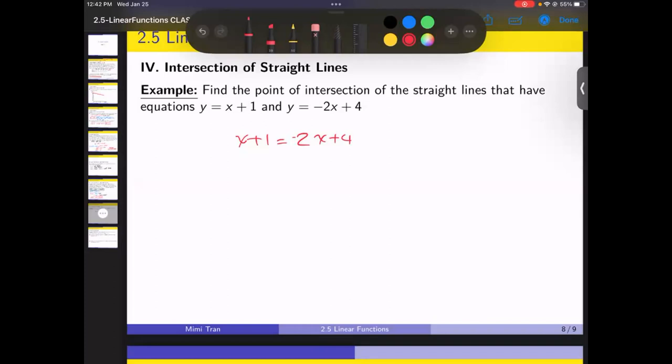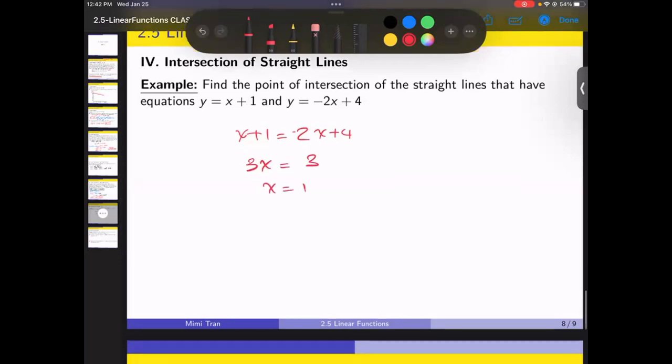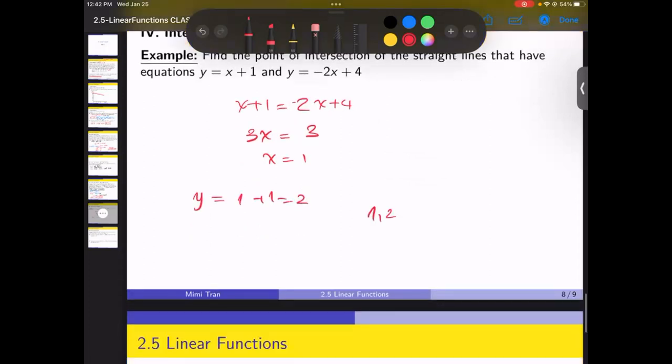Add 2x to both sides, so I got 3x equals, subtract 1, so equals 3, x equals 1. Now I want a point, not a coordinate, right? This is just one of the coordinates. So to figure out y, you plug x equals 1 into one of the functions above. I pick the left one because it looks simpler. So y equals 1 plus 1, which is 2. So 1 comma 2.